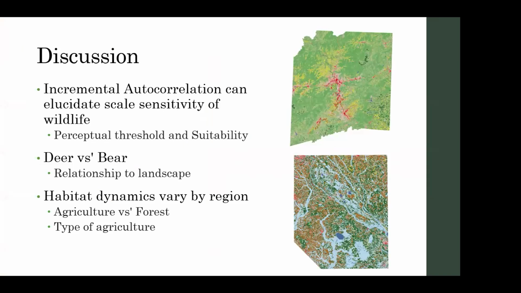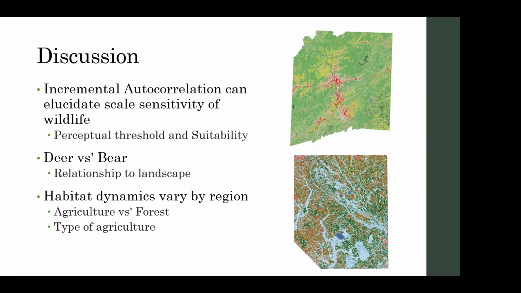So from this, it seems likely that incremental autocorrelation can elucidate the scale sensitivity of wildlife through using both perceptual threshold and suitable habitat. But deer versus bear, the two test species in this example, seem to have a different relationship to the landscape, and determining that relationship to the landscape is going to be important to applying this forward.